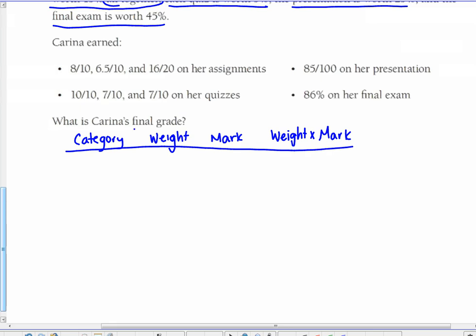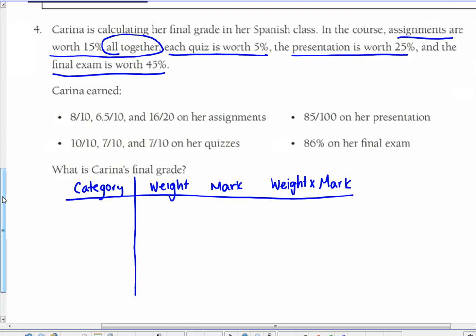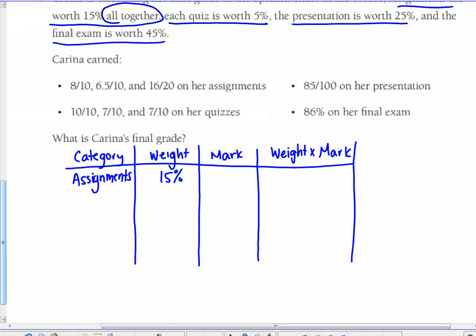It says that altogether the assignments are worth 15%. So the assignments are one category, and their weight is 15%. Now, your mark on your assignments. How are we going to figure out the mark on the assignments if it's all together? We're going to have to average them.